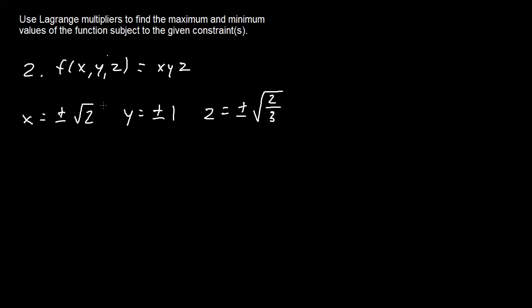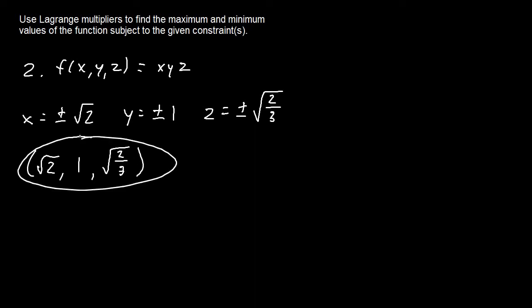Now before we do this, we need to come up with an ordered pair that can lead us to the maximum value and can also lead us to the minimum value, since we have both plus or minus here. So if we make all these positives, let's say we have positive square root of 2, positive 1, and a positive square root of 2/3. If we plug these values into the original function, this will lead us to the maximum value.